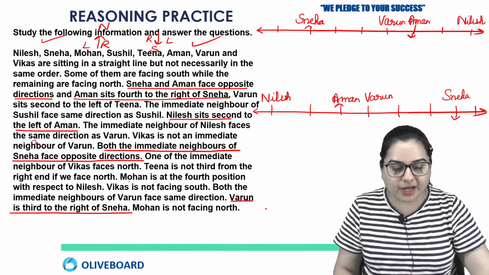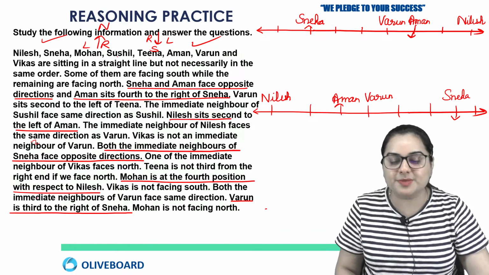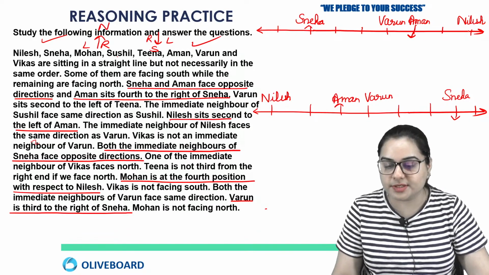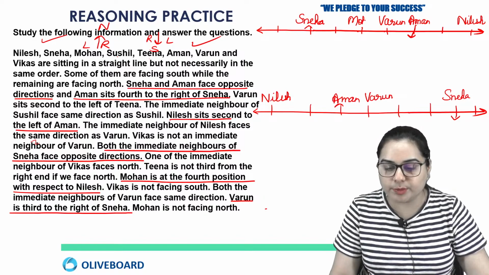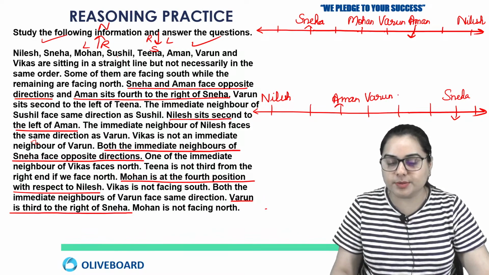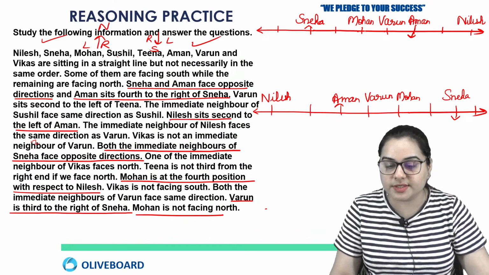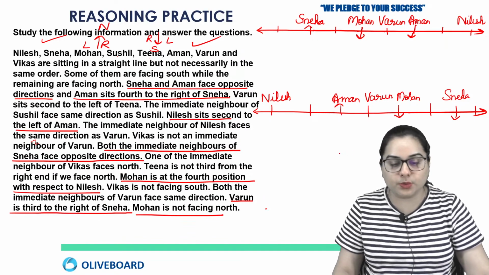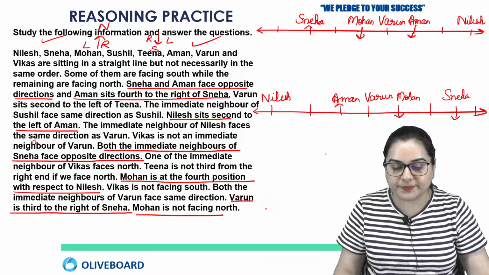So here we have some information related to Nilesh, that Mohan is at the 4th position with respect to Nilesh. So from Nilesh, Mohan is on the 4th position. So in the first possibility, starting from Nilesh, 1, 2, 3, 4, here I am going to write Mohan. And in the second possibility also, here I am going to write Mohan. And in the last, he says about Mohan that Mohan is not facing north, means Mohan is facing south. Okay, Mohan is facing south. So any other information that can be connected with this?